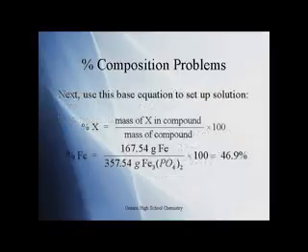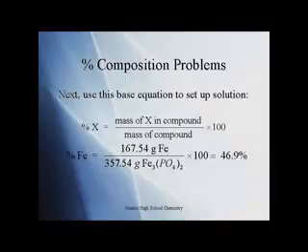Once we have the molar mass and the mass of each element in the compound, we're going to use a basic equation: the percent of any element X is the mass of X in a compound divided by the total mass of the compound, times 100, which will give us the percent mass of that element. So let's start with iron.